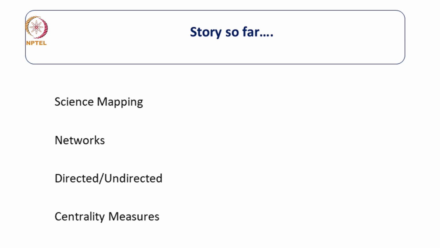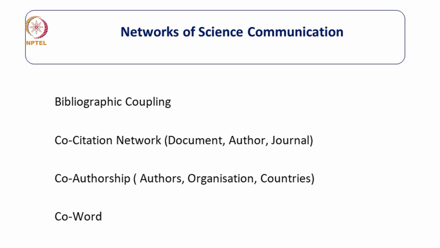After that, we discussed the various applications of network analysis and why we do network analysis. Then we also saw that a network can be either directed or undirected. And in the last, we discussed the adjacency matrix and a few of the centrality measures which measure the strength of the network. So in this particular lecture, I'll be discussing the different techniques of science mapping.